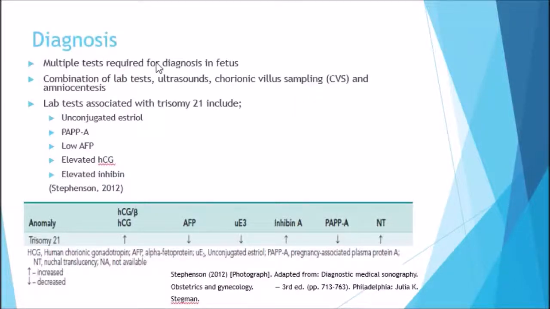For the diagnosis of Down syndrome, multiple tests are required. A combination of lab tests, ultrasounds, chorionic villus sampling, and amniocentesis need to be done. Lab test results associated with trisomy 21 include unconjugated estriol, PAPP-A, low AFP, elevated HCG, and elevated inhibin. Below is a chart that summarizes lab test results that are indicative of trisomy 21.